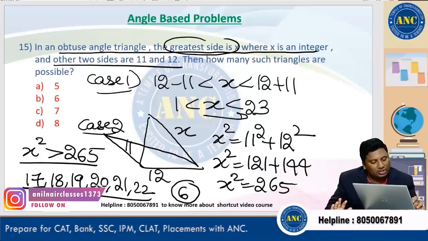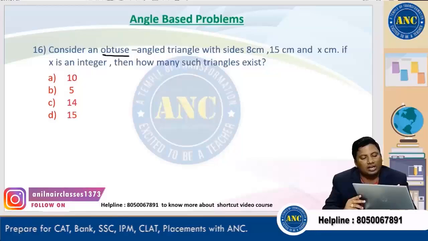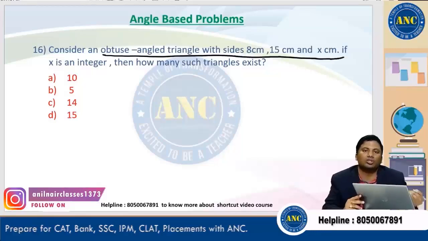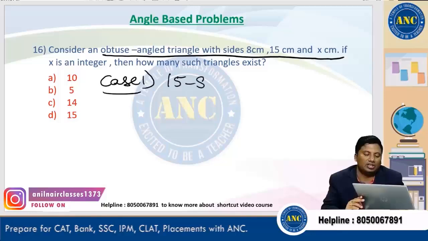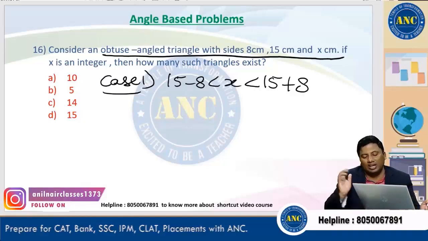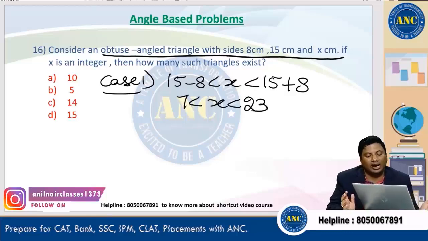Case 3. Now this is an original CAT question. Now you can solve this question without using pen and paper. Case 1. First it should form the sides of a triangle. 15 minus 8 less than x less than 15 plus 8. I kept the same question on the YouTube channel some years before. 7 less than x less than 23. This is an original CAT question.